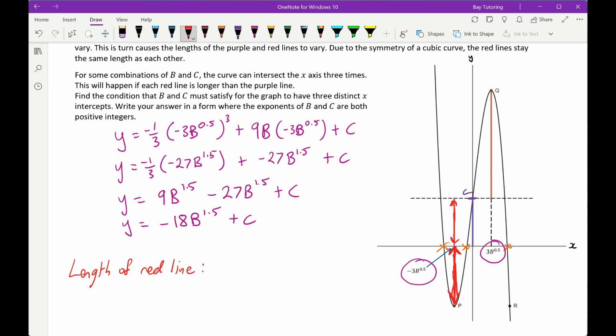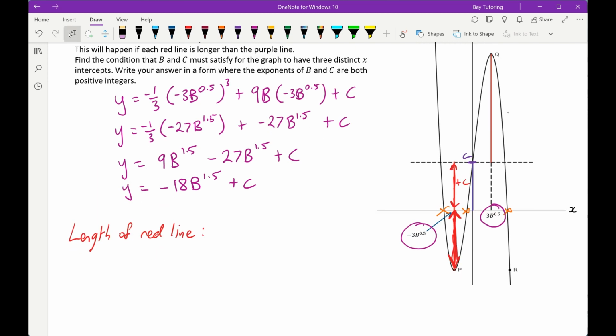So we need to add C onto the length of this line. The first thing to note is that the length of the red line has to be positive. So we're going to go positive 18b to the power of 1.5 plus C, because length cannot be negative. And then we'll add C to that. So that gives us 18b to the power of 1.5 plus 2C. So that is the length of that red line.